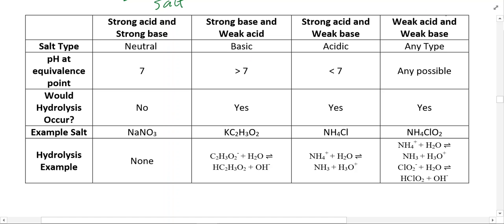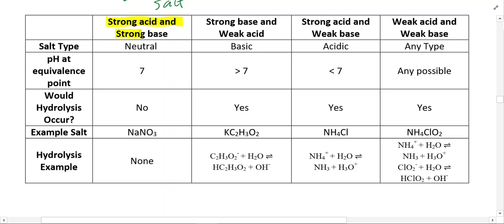So this last category, if you have both a weak acid and a weak base, you have a lot of options of things that can happen. I'm not going to ask you questions like that, but if you go on to take AP Chemistry, that would be something discussed. There are calculations that you can do to figure out what would happen. We just won't do that. So we're going to focus on the first three here.